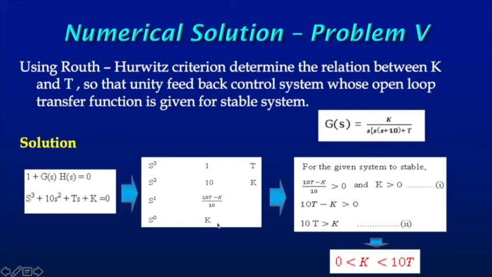Then for a stable system, there is no sign change in the first column. That means this is greater than 0 and this is greater than 0 for positive values. So write this value greater than 0 and this greater than 0. From this equation, 10T is greater than K. Then from equations 1 and 2, K is greater than 0 and less than 10T. So this is the stability of the system. This is the relation between K and T.